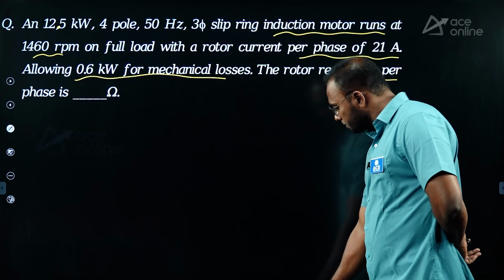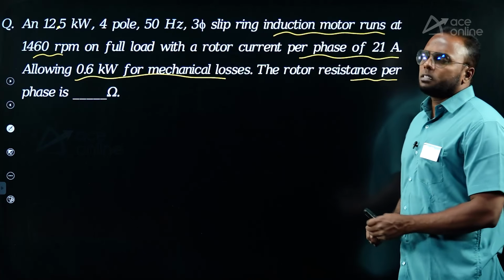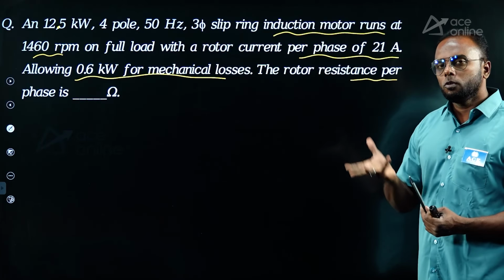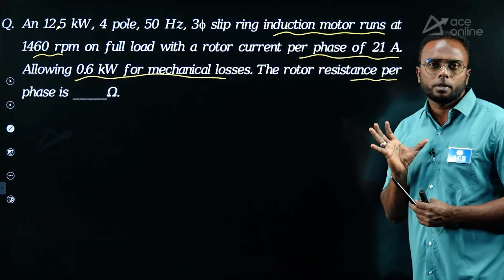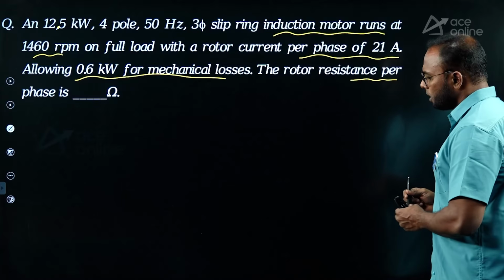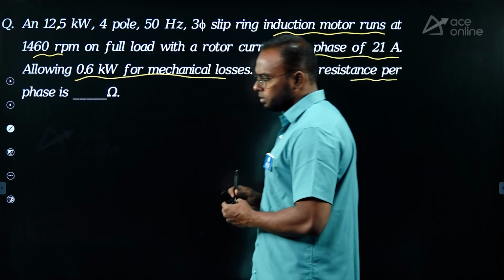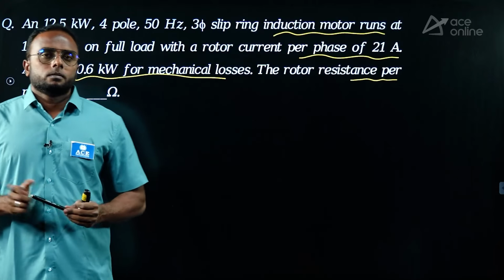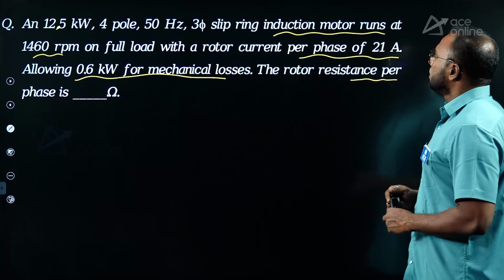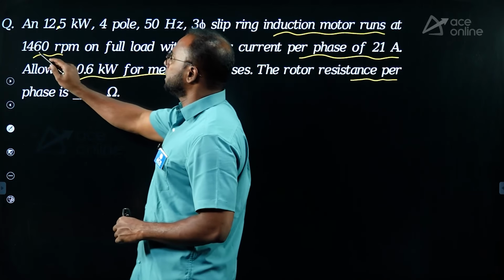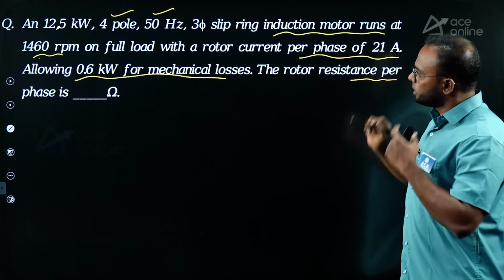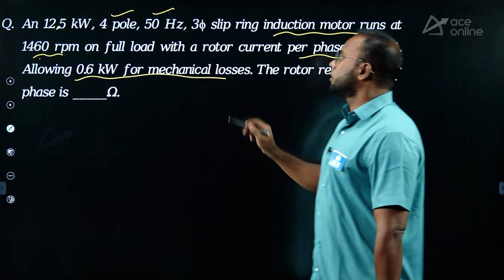Rotor current per phase. How to find rotor resistance per phase? Current given, resistance required. If you know the rotor copper loss, from there we can find 3I square R. Current they gave, only resistance will be unknown. Okay, try to find this. Send your answers, how much you are getting. It is rotating at 1460, 4 pole 50 hertz, 1500, 1460 rpm with a rotor current per phase of 21 amps, allowing 0.6 kilowatt for mechanical loss.